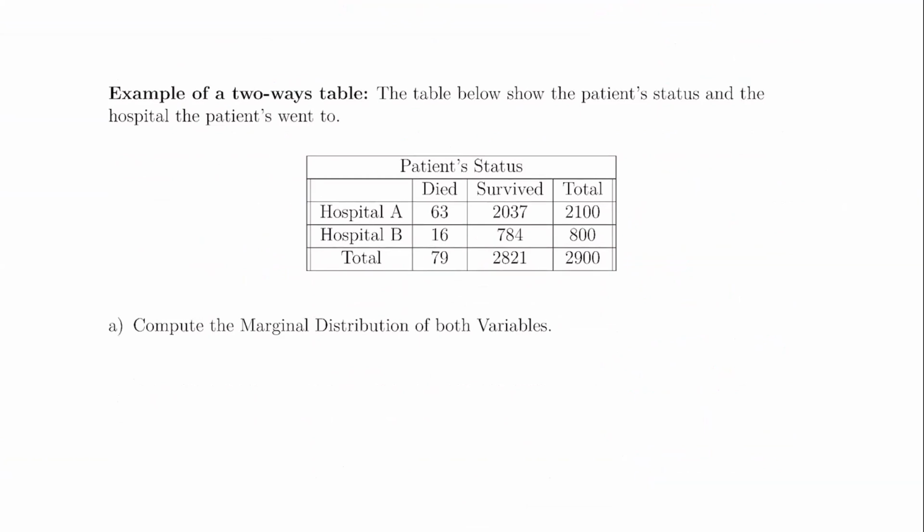All right, so I'm going to go ahead and do this two-way table. For this two-way table, it has two categories. The first category is which hospital they went to. So that's this. What hospital did they go to? And then you have patient status, whether they survived the hospital stay or they didn't survive the hospital stay.